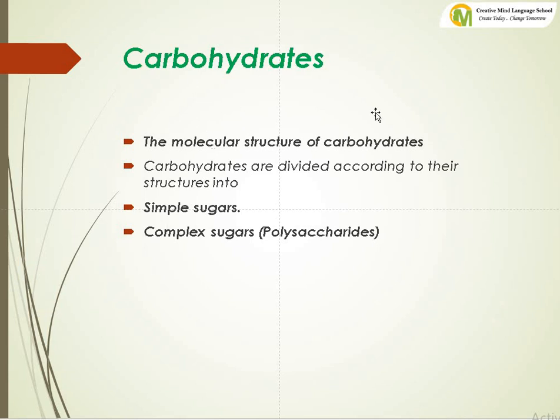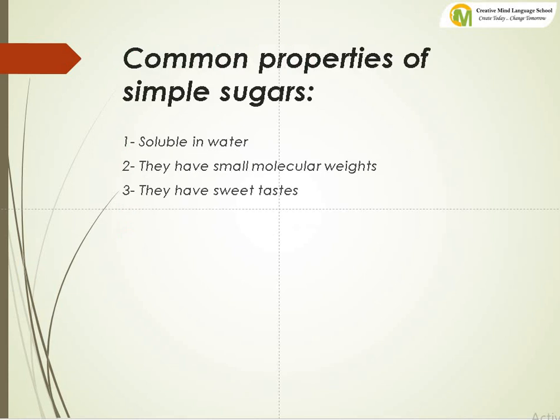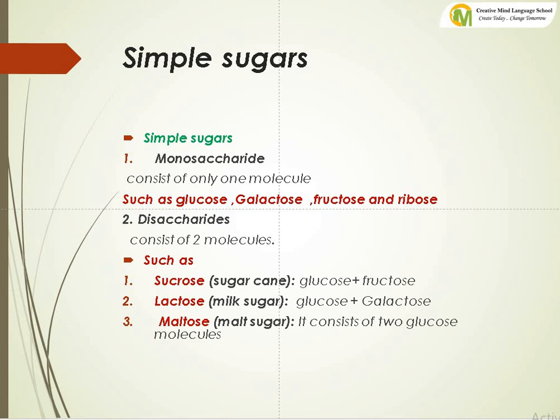The molecular structure of carbohydrates is divided according to structure into simple sugars and complex sugars, whose name is polysaccharide. The common properties of simple sugars: they are soluble in water, and they have small molecular weights, and they have sweet tastes. Types of simple sugars, like what?